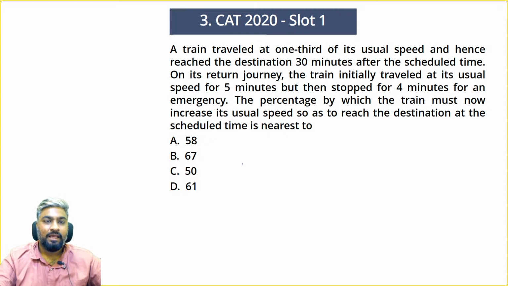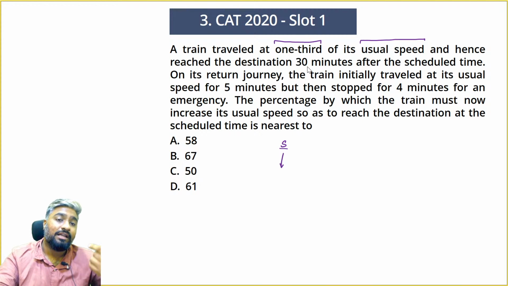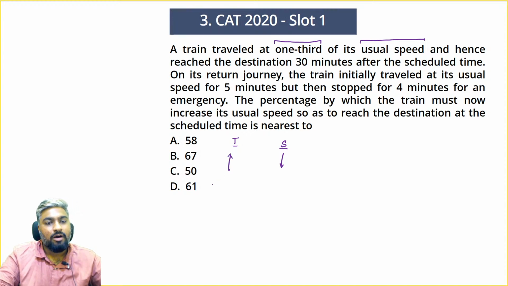All right, let's have a read at this. A train traveled at 1/3 of its usual speed. That means speed is decreased. And hence reached the destination 30 minutes after the scheduled time. So time would obviously increase, correct? Increased by how much? Increased by 30 minutes. Yeah, the increase in the time is 30 minutes. This is what is given.